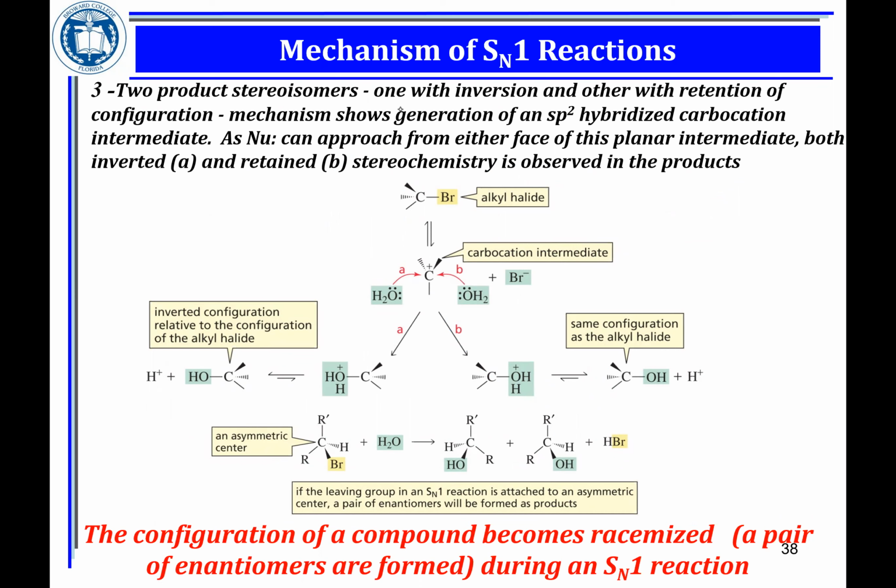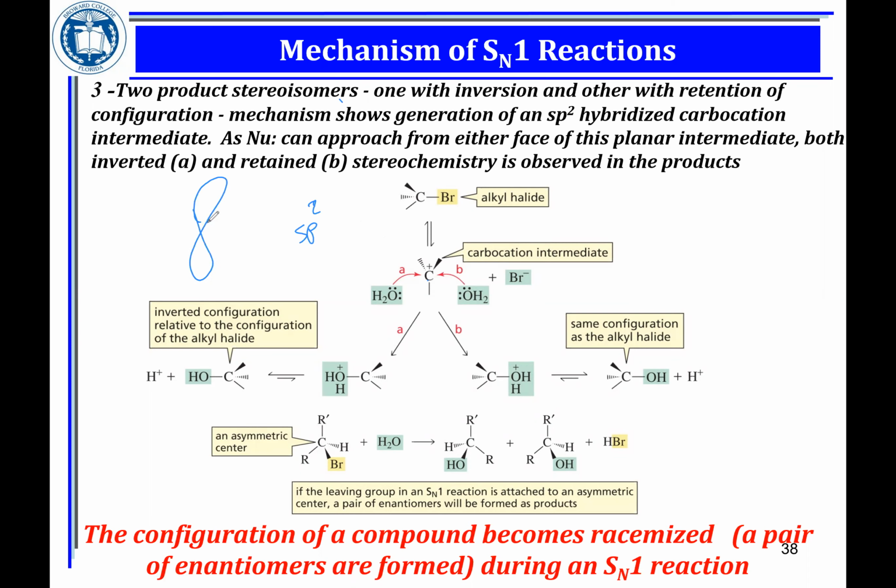Okay, so we get two products of the substitution. In case we have the SN1 product, if it's a chiral compound, we get two products. The reason we get two products is that in the first step of the reaction, when the carbocation forms, the hybridization of the carbocation intermediate is sp2. We talked about this before briefly.